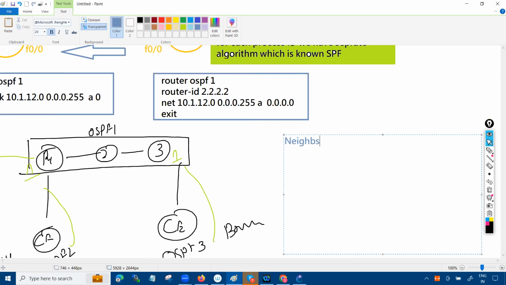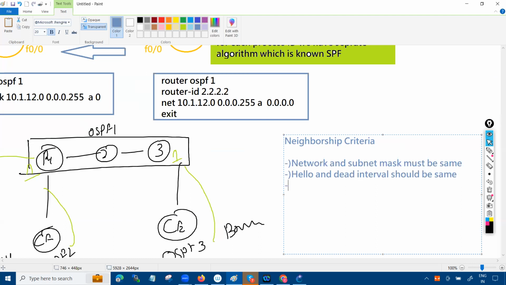Subnet mask, area should be same, sir. Perfect. And network, and hello timers. Subnet mask will be same. Hello and dead interval should be same. Perfect. Hello and dead interval should be same. Network should be same. Area should be same.